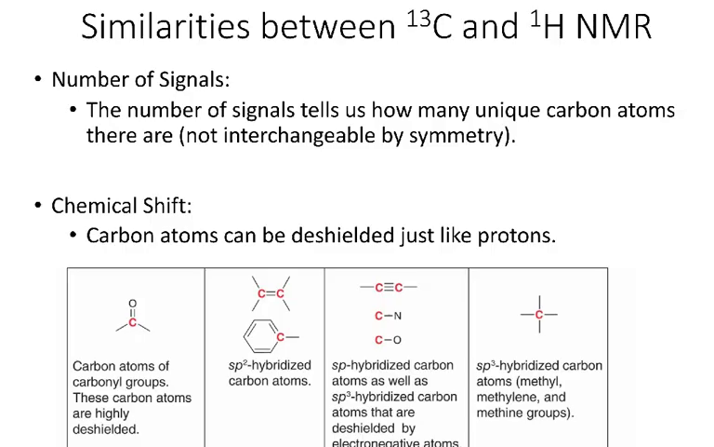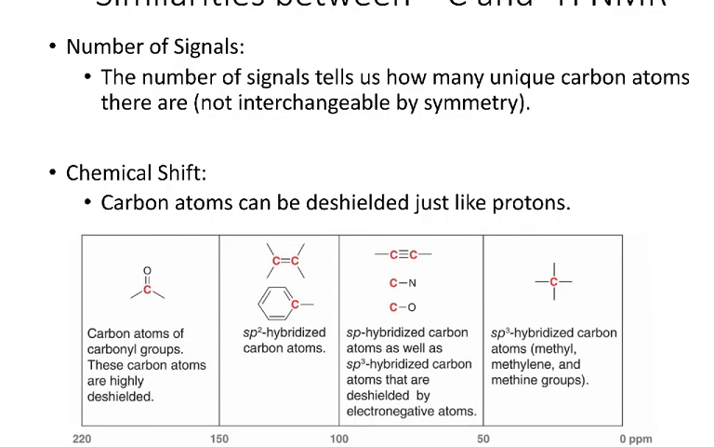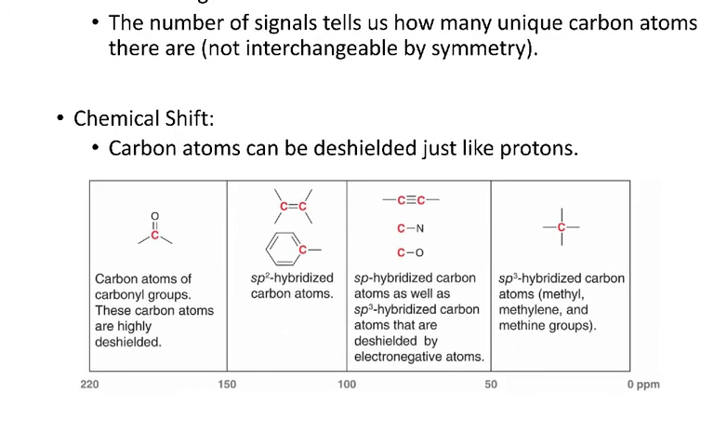That being said, a lot of what we've already talked about for proton NMR holds true for carbon-13 NMR. The number of signals tells us how many unique carbon atoms there are, right? The ones that are interchangeable by symmetry are going to contribute to the same signal. And then the chemical shift works very similarly to the way it does in proton NMR. If we have carbons attached to electronegative atoms, or if they're part of conjugated pi bonds, then they're going to tend to be downfield. And sp3 hybridized carbons tend to be fairly far upfield. And you'll get this table in the data cards, just like the other tables that we have for proton NMR that you can use as reference.